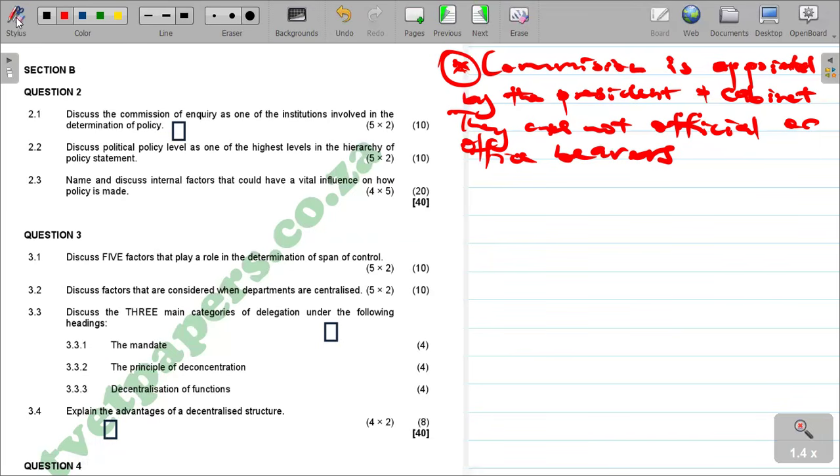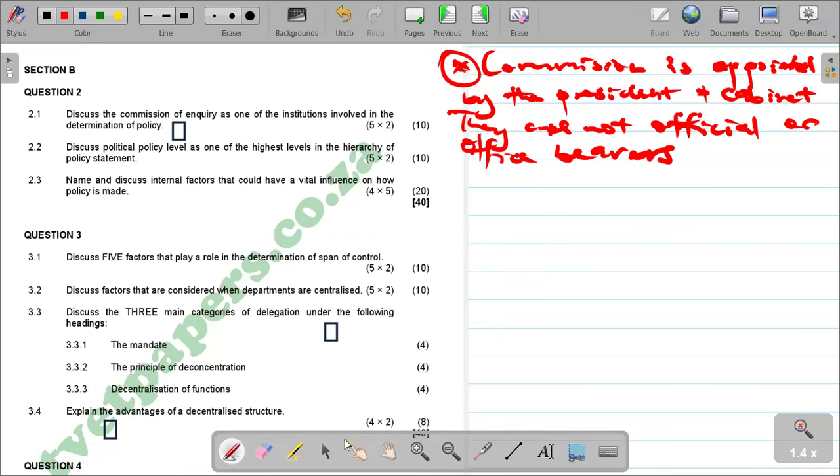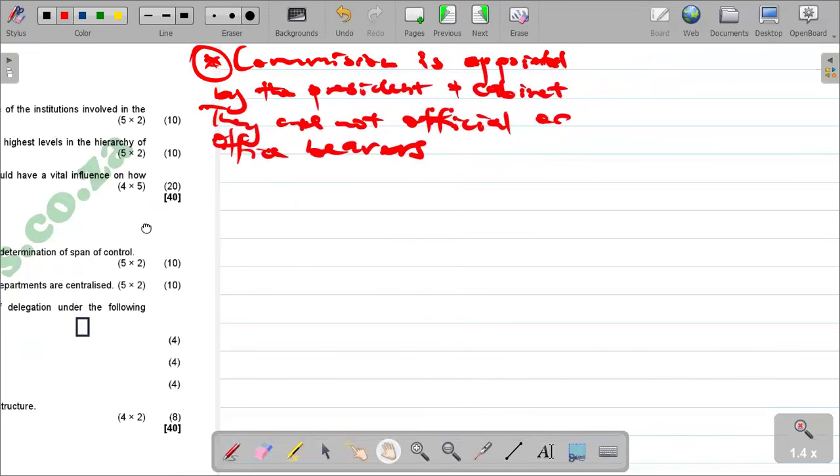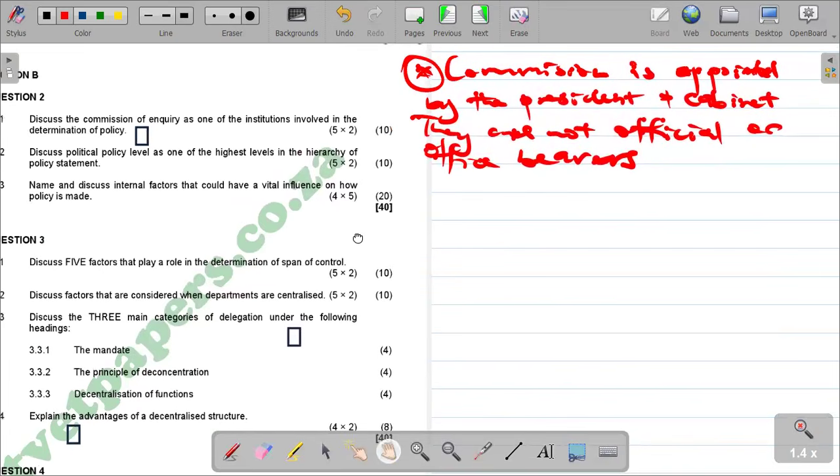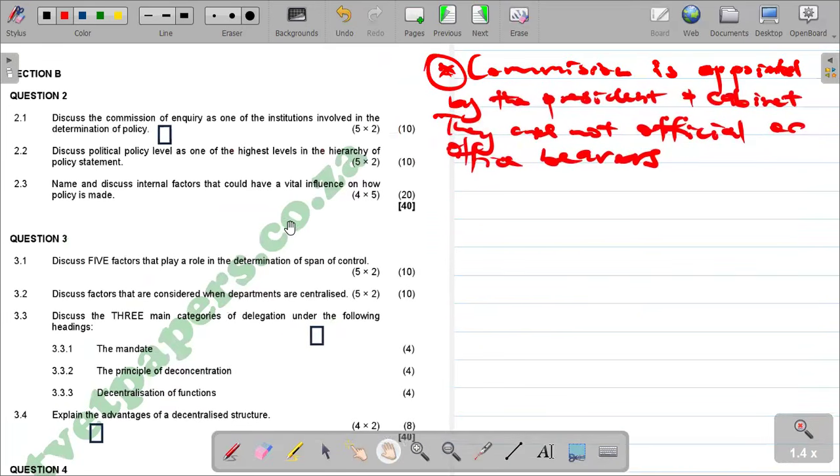So, question next. It says, discuss the political policy level as one of the highest levels in the hierarchy of policy statements. Political office level, political policy level. Discuss the political policy level as one of the highest levels in the hierarchy of policy statements.